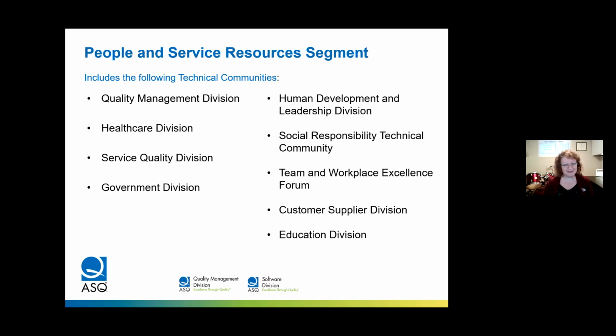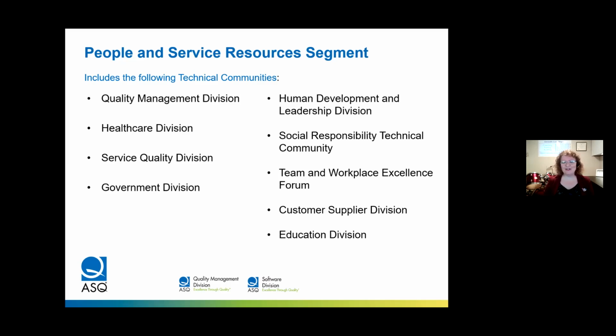So the Quality Management Division, here we are, members representing all levels of management, including executives, managers, teams, project leaders, supervisors, quality professionals, and those aspiring to these positions. It's the largest area within ASQ from a community standpoint, and certainly a great opportunity as a basic foundation for your quality profession. Come and check out and see what the QMD is all about.